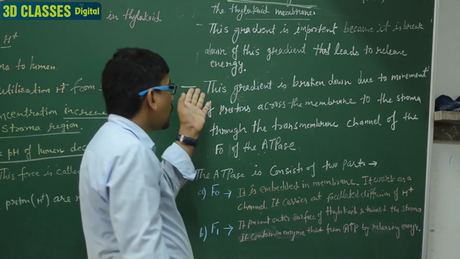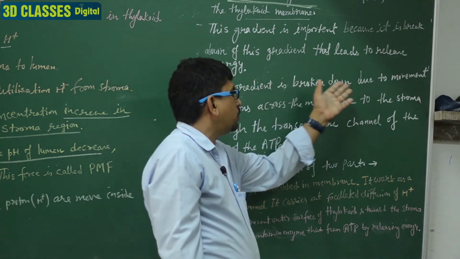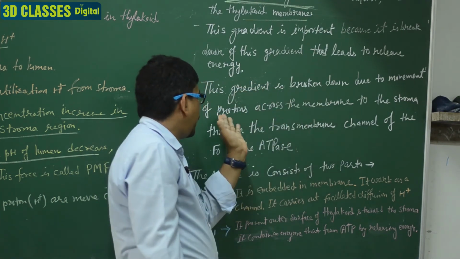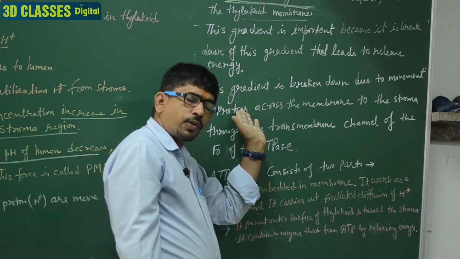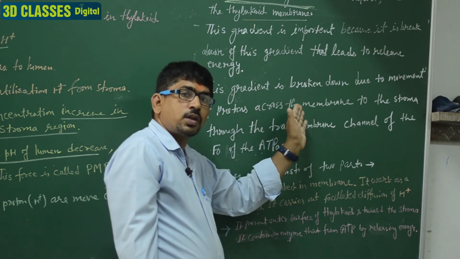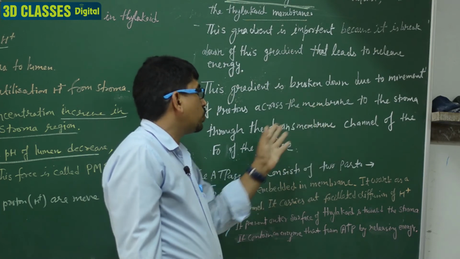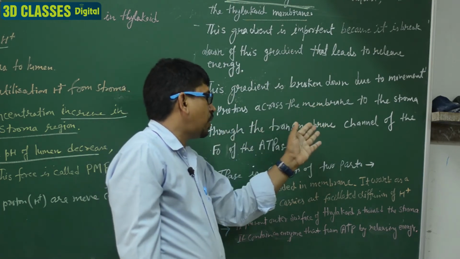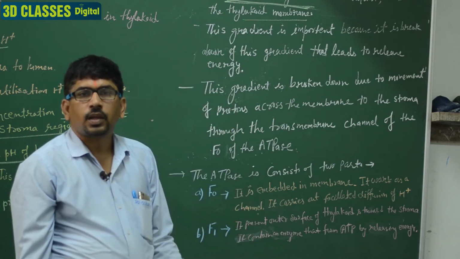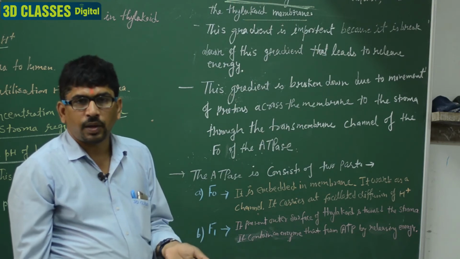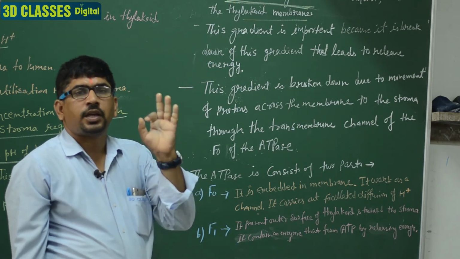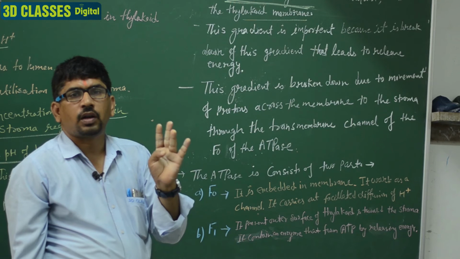Moving ahead. This gradient is broken down due to the movement of the protons across the membrane. Where will the movement of protons happen? Inside to outside, to the stroma, across the thylakoid membrane, through the transmembrane channel of the ATPase enzyme complex. Okay? It is known as the ATPase enzyme complex. Clear?